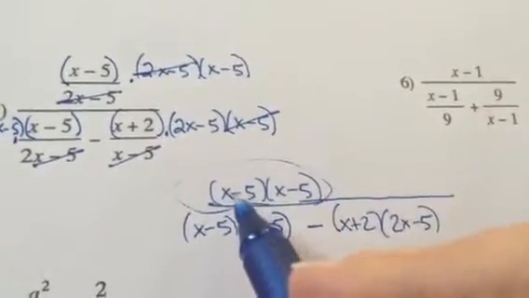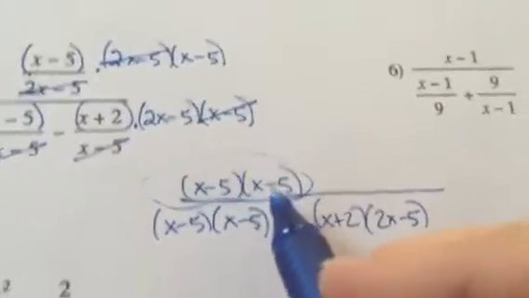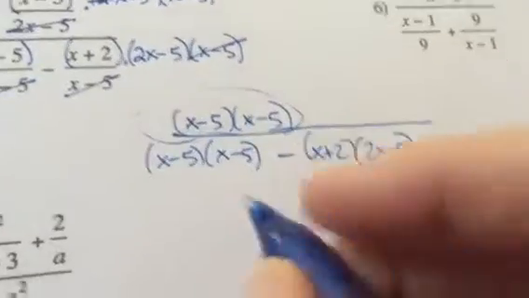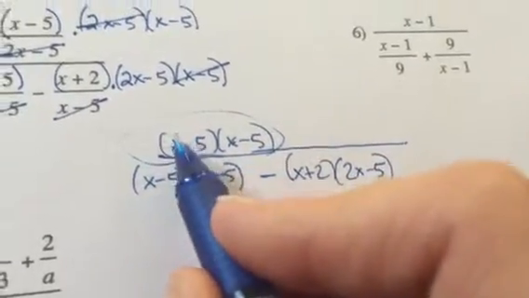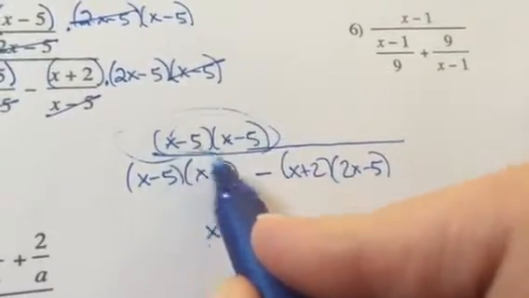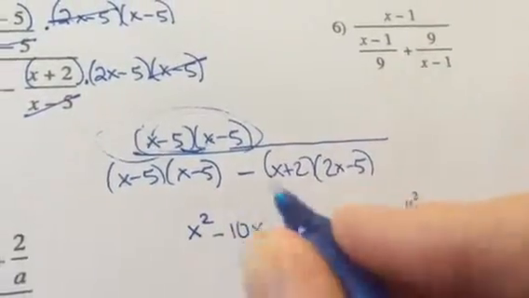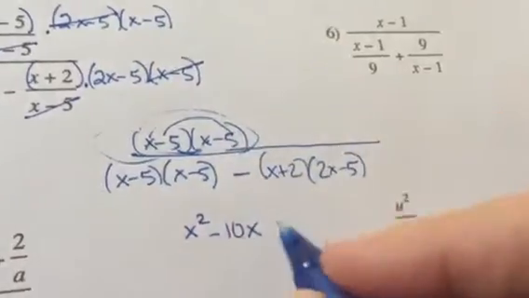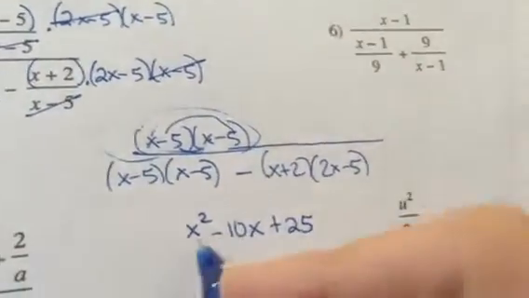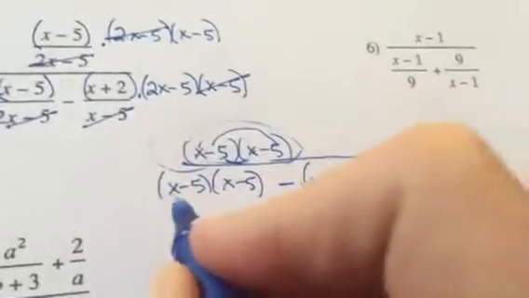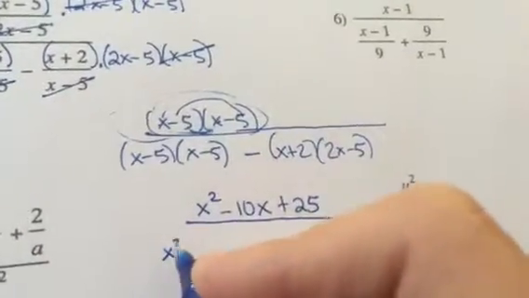You're going to have to figure out what is x minus 5 times x minus 5. So x times x is x squared. Notice here I'm going to get a negative 5x minus 5x. When you FOIL this out, that's going to give me a negative 10x. And negative 5 times negative 5 is 25. So that's going to be that. Obviously I'm going to get the same thing here.